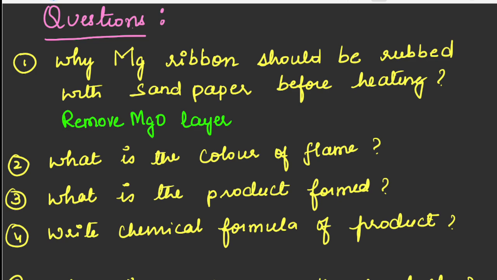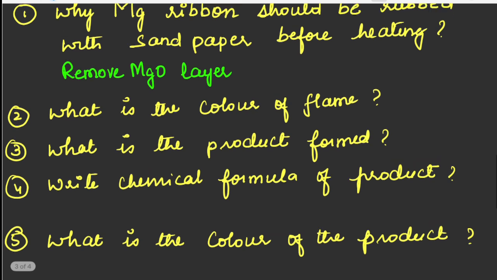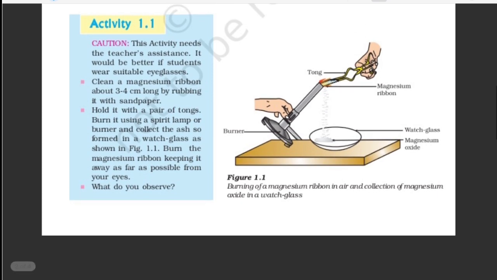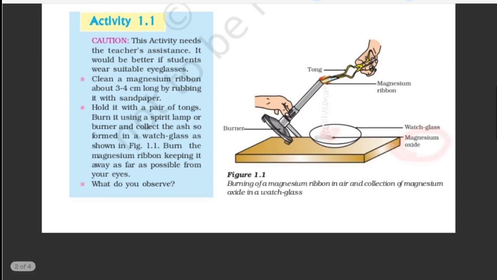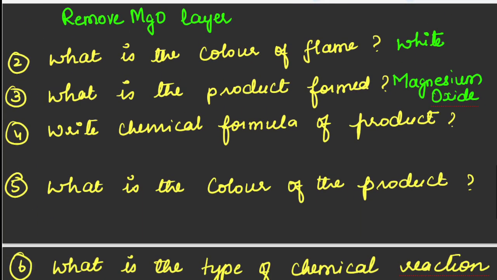The second question is, what is the color of the flame? The color of the flame is white. Very important: this type of question will be asked from the activity. Third question, what is the product formed? The product formed is magnesium oxide. Can you see this here in the watch glass? In this watch glass, you can see white powder gets collected. That is called magnesium oxide. So that is the answer we have written.